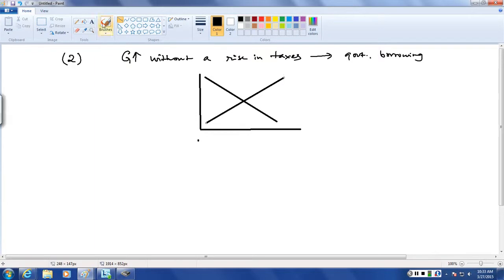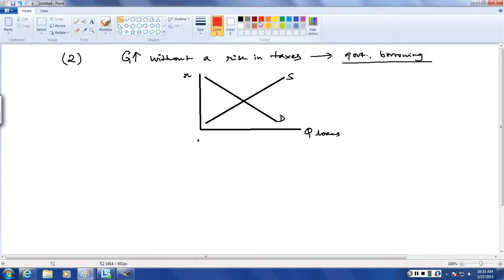So in this diagram, here we have the quantity of loans. This is the demand for loans. This is the supply of loans. And what would be the price of loans? Well, the price of loans is the interest rate, of course. You can think of that as the price of loans. So we have the government increasing its borrowing. What is going to happen in this diagram as a result of this government borrowing?